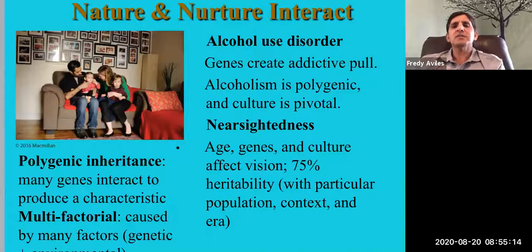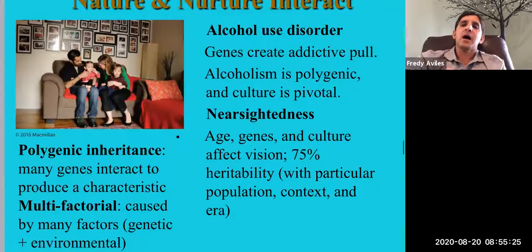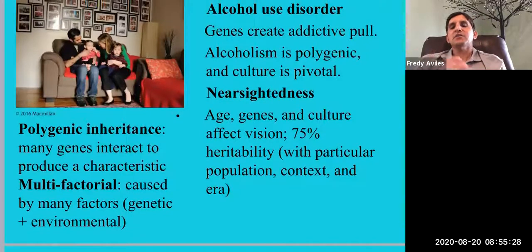Polygenetic inheritance means that basically there's many genes that will produce a characteristic. Poly means many, genes are genes, so many genes will affect a characteristic. Multifactorial, which many disorders are, means that there's many factors that affect something. So like alcoholism is multifactorial. It involves genes, it involves culture, and it involves other aspects of the environment. And so does nearsightedness, okay? That's what we mean by that. So genes and the environment interact, okay? So things aren't always as easy and clear-cut as we think they are.